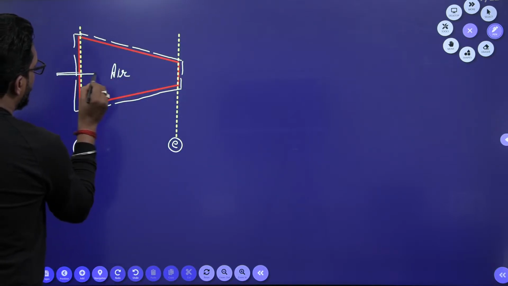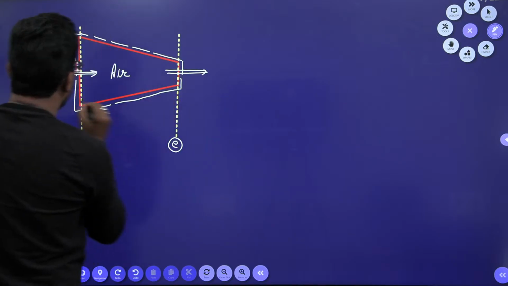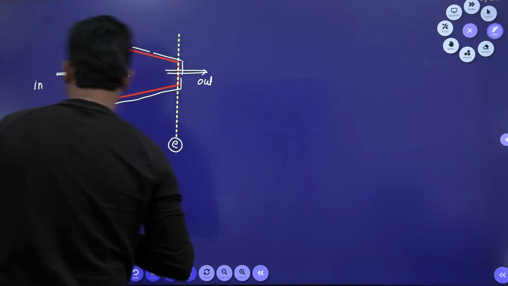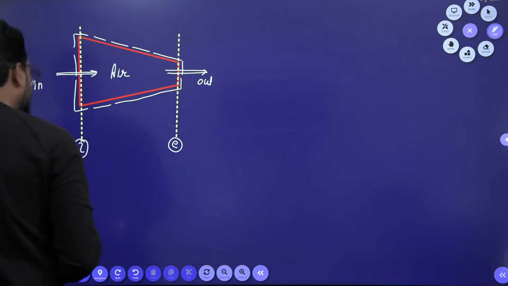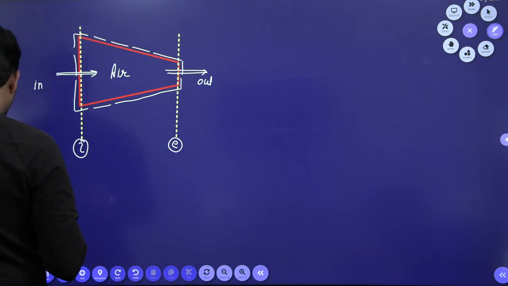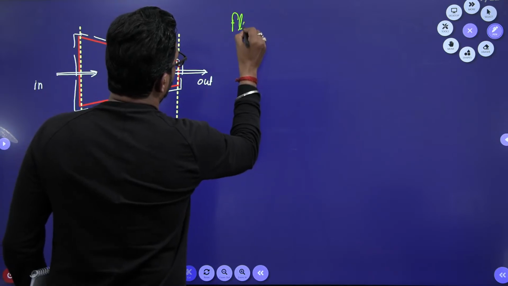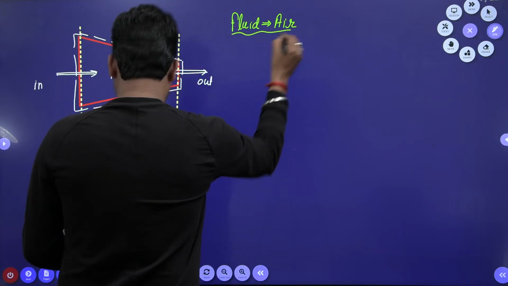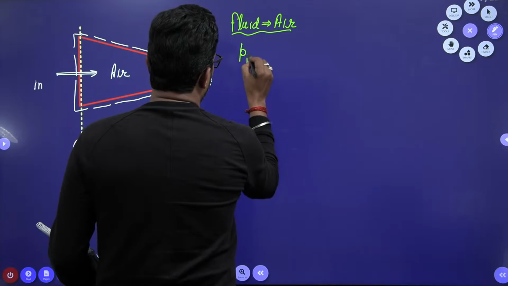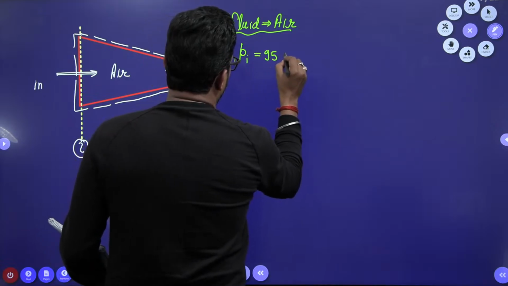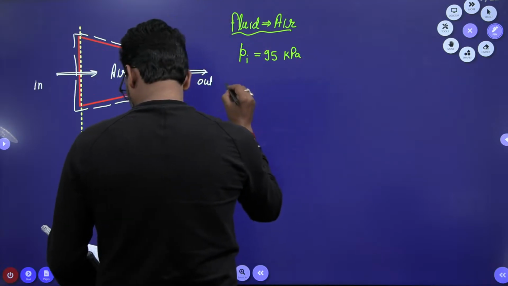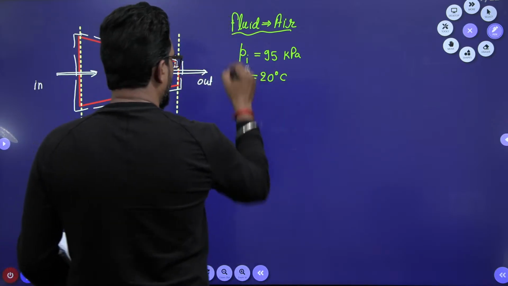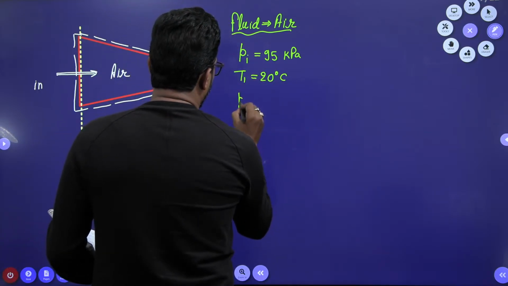Now air will come in and exit. So this is in and this is out. And the condition is given. What is the condition given? What is the fluid? Fluid is your air. What is the condition? The inlet pressure is 95 kilopascal. It is given in the question. Inlet temperature is 20 degrees centigrade. That means it is at atmospheric condition. Exit pressure is very high.